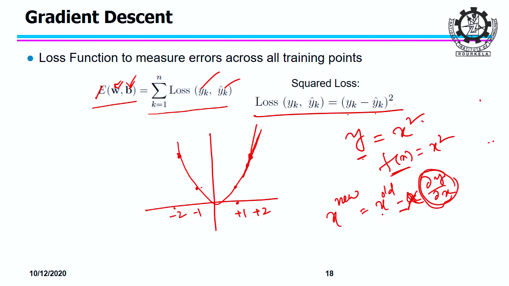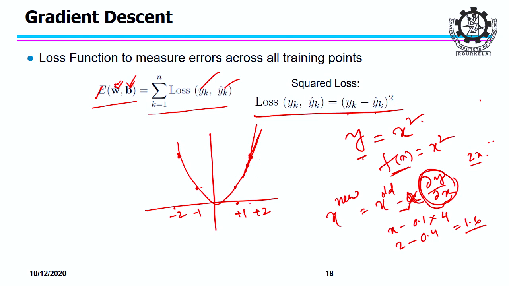Now, the value was 2, and now it will decrease. Let us say it will be decreased by 0.4. Let us say alpha is 0.1, and the derivative of x square is twice x. So, x is 2, so this will be 4. Then x was 2 minus 0.4, so this will be 1.6. So, now you go down, and 1.6 will be somewhere here.